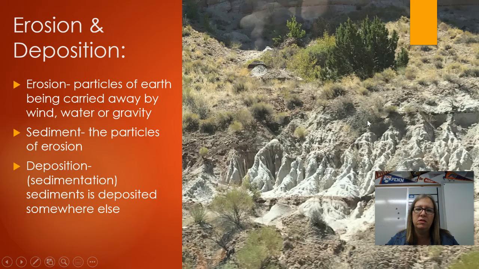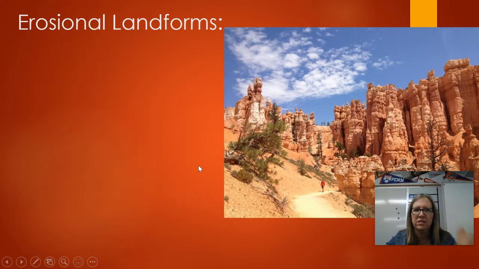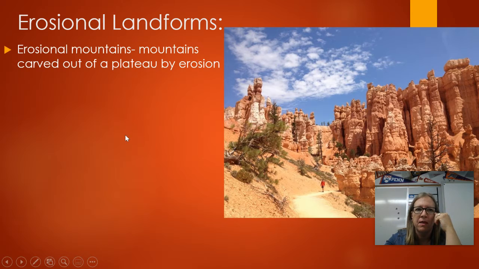So when the sediment erodes, it moves away, and then we have deposition, and that's also called sedimentation. That's when the sediment is deposited somewhere else, okay? So this process results in all kinds of crazy landforms, okay? So let's talk about some erosional landforms first. So these are landforms caused by sediment being carried away somewhere else, okay?